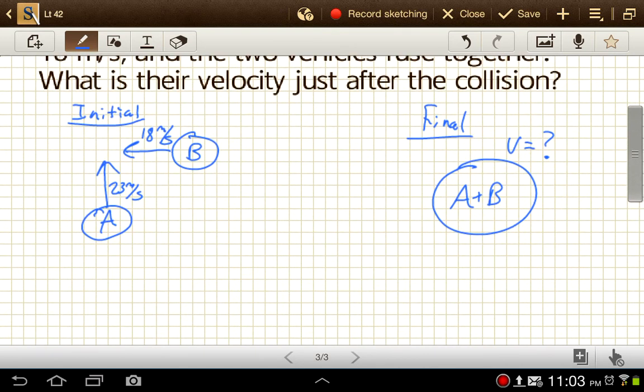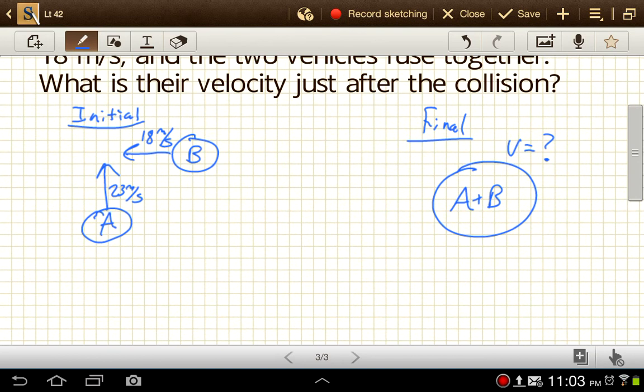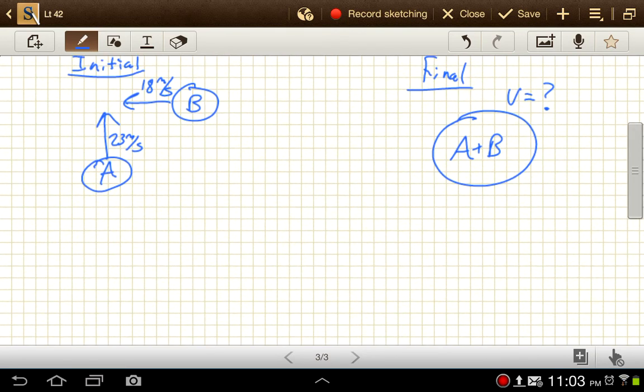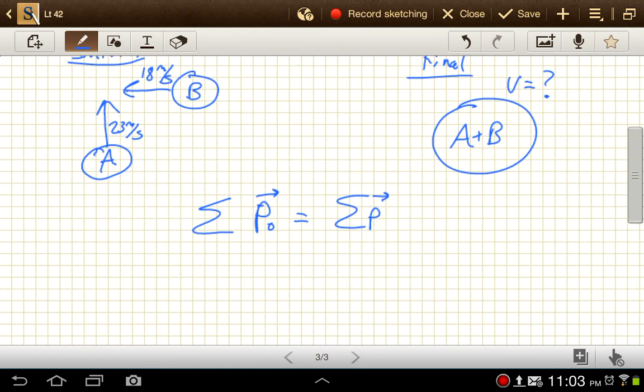So here we can't use conservation of energy. It's not an elastic collision, but we can use conservation of momentum. So we can say that the momentum for object A plus the momentum for object B has to be equal to the momentum for this A plus B conglomerate. Now, momentum is a vector quantity, and we have vectors in two different directions, so it's going to make sense to treat these as two separate problems.